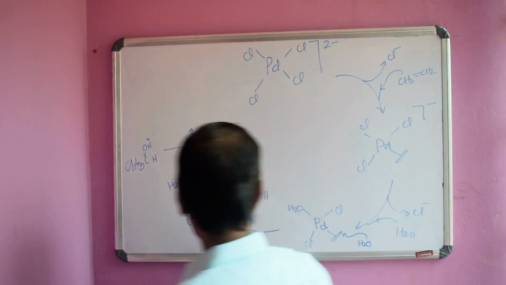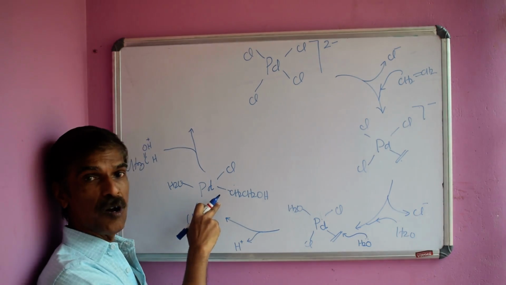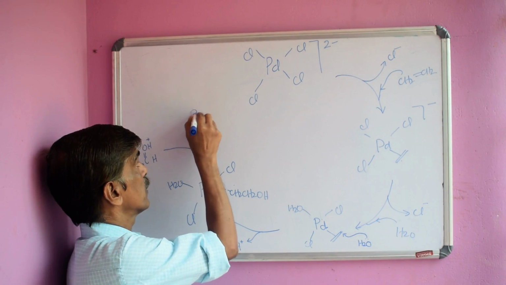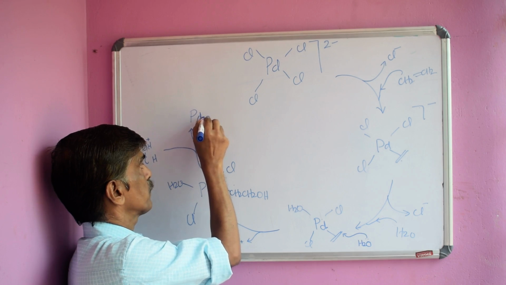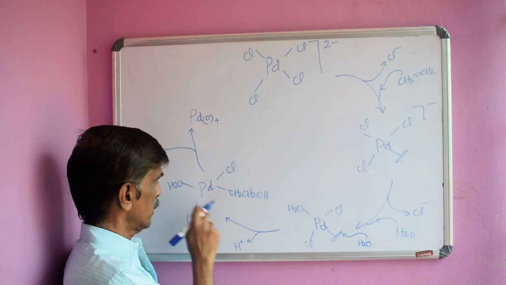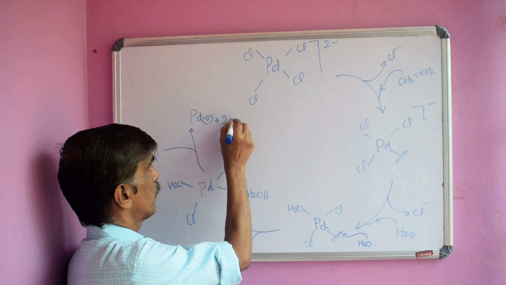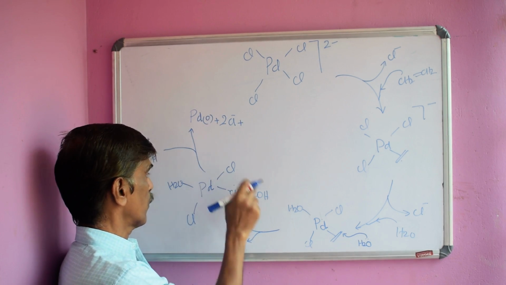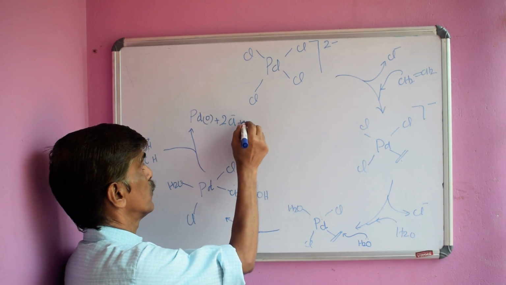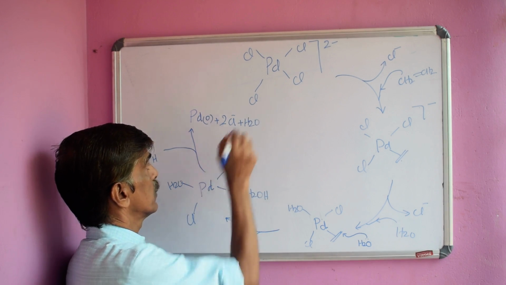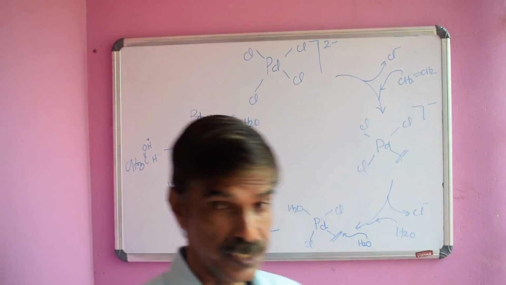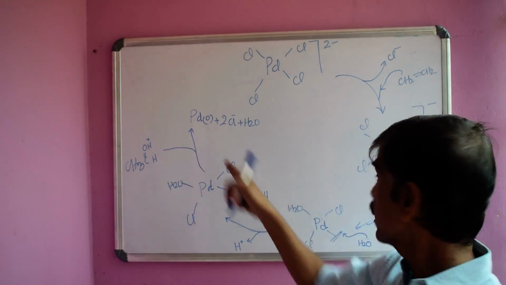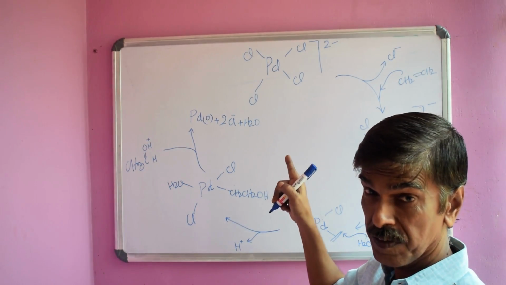And what remains is that the complex undergoes complete dissociation and gets converted into palladium atom plus 2Cl minus plus the protonated acetaldehyde plus H2. It completely dissociates into palladium 0. And here comes the role of the other species. What is the other species?